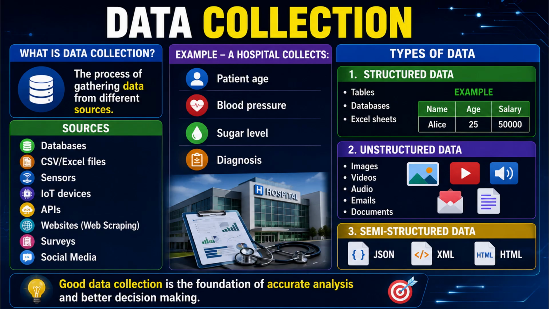And you can have structured data: tables, databases, Excel sheets; unstructured data: images, videos, audio, emails, documents; and semi-structured data like JSON, XML, HTML. So good data collection is the foundation of accurate analysis and better decision making.